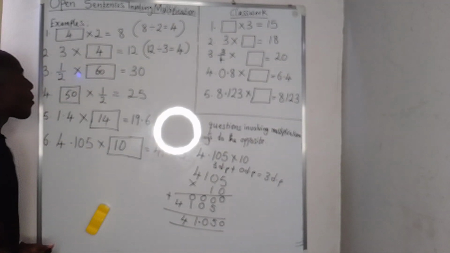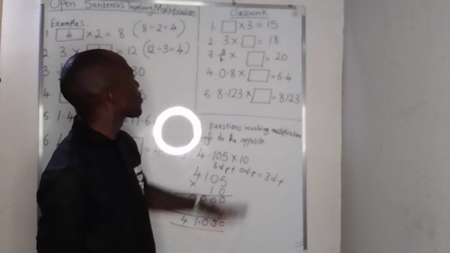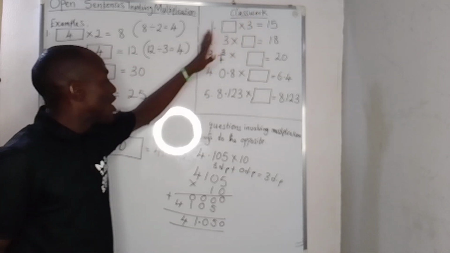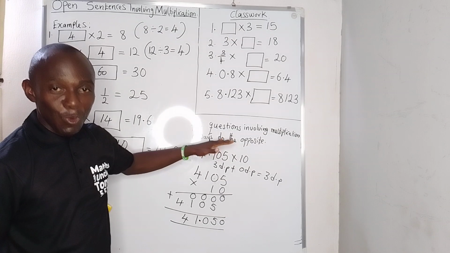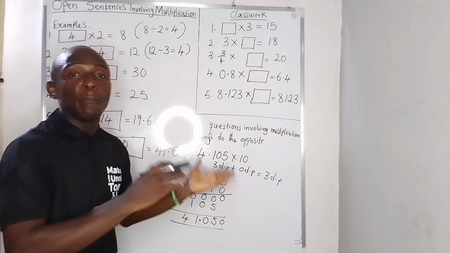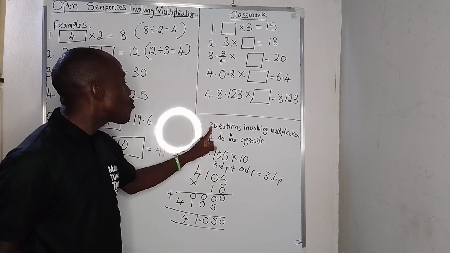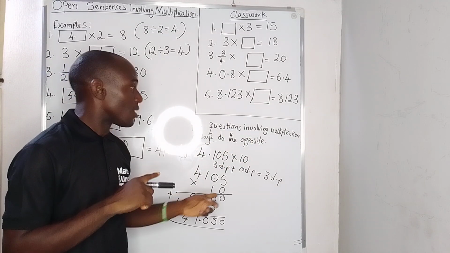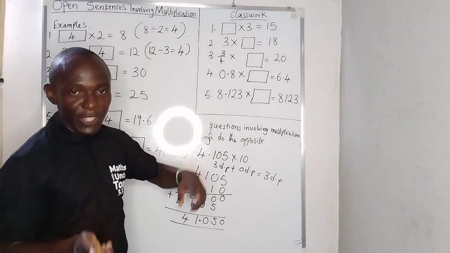Alright. Now we have some questions on the board. Number 1, which says open box multiplied by 3 will give you 15. Remember the code to use to solve any question, whether it's addition or multiplication. Always do the opposite. If it's addition, do subtraction. If it's multiplication, do division.